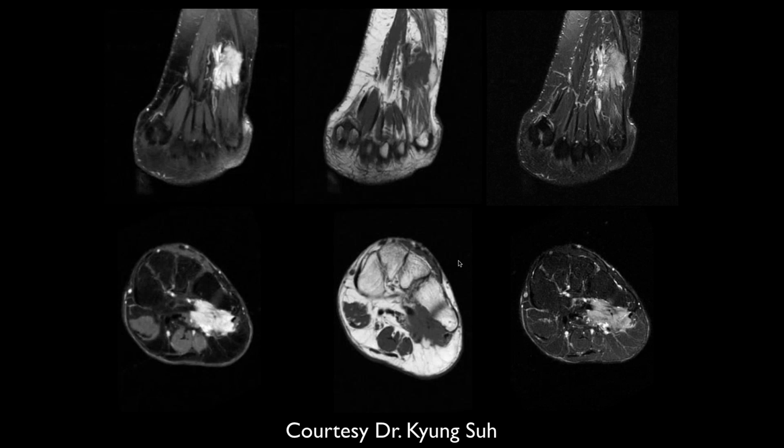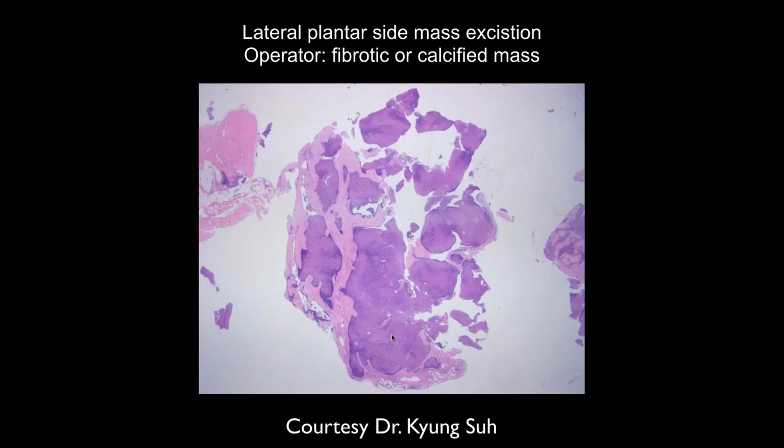So on the multiple axial and coronal images, it looks like this hyperintense lesion embedded within what looks like the abductor digiti minimi muscle, which expands out and is infiltrative. Okay, so we saw some fibrous lesions that looked a lot like this in this particular location. So they excised it.